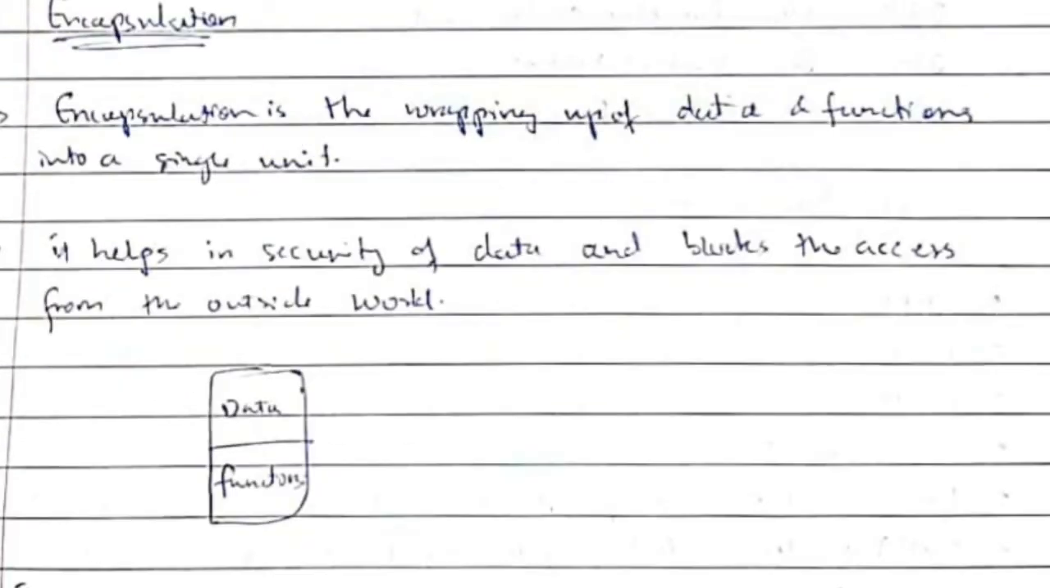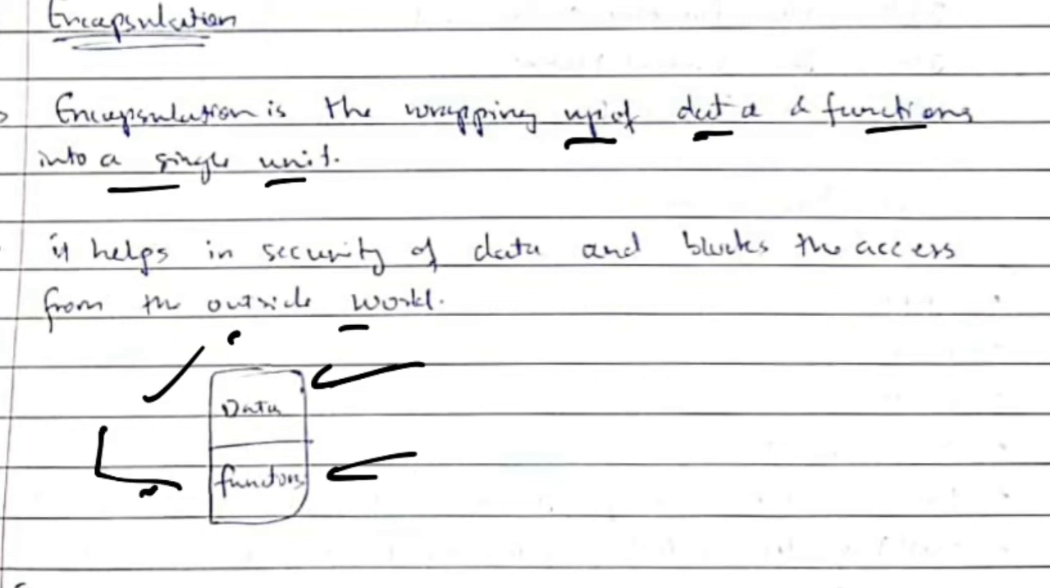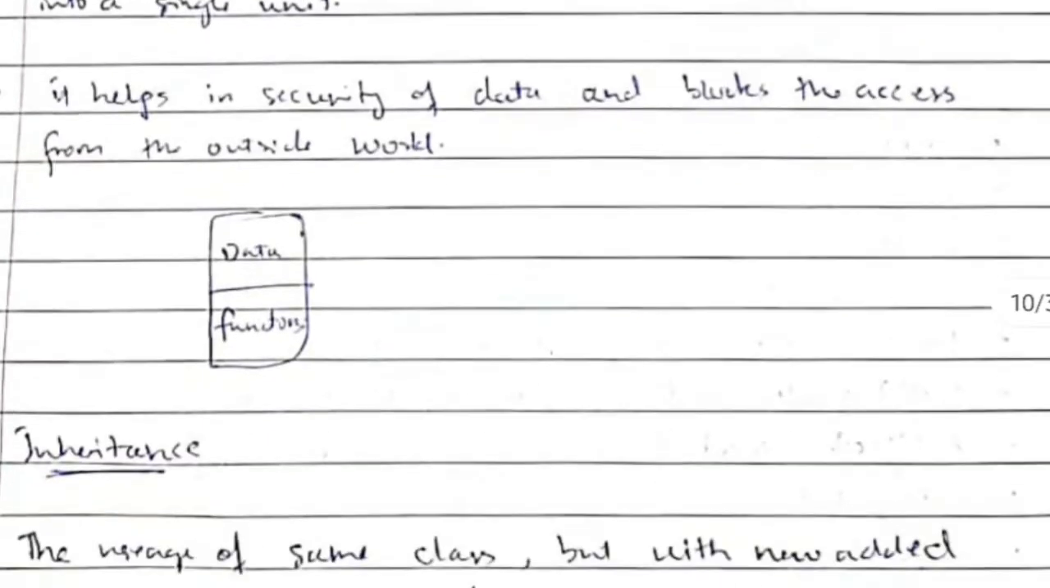Coming to encapsulation, it means wrapping up of data and functions into a single unit. Inside the class you can have the data here and the functions here, so the data members are not accessible from the outside world, and that provides the security of the data. And the functions which are present inside the class can access the data members of the same class. Okay, so that's about encapsulation.